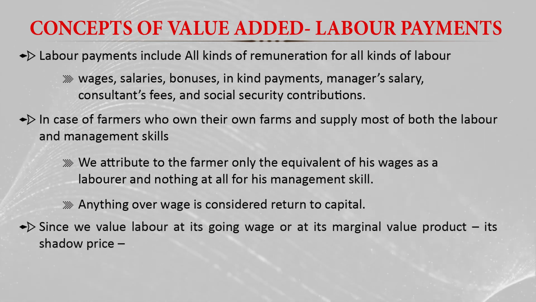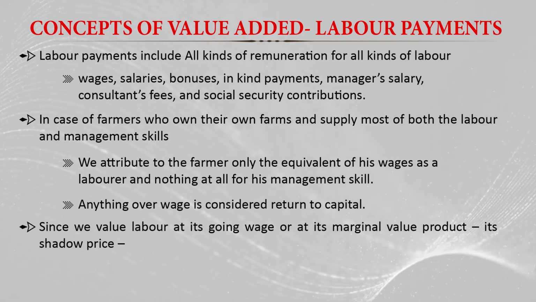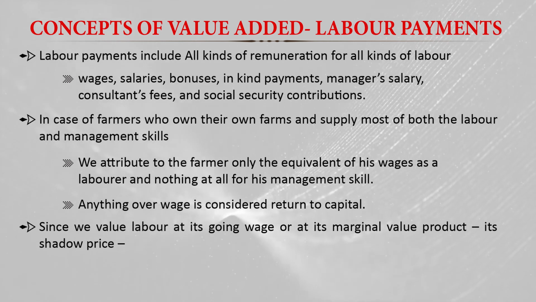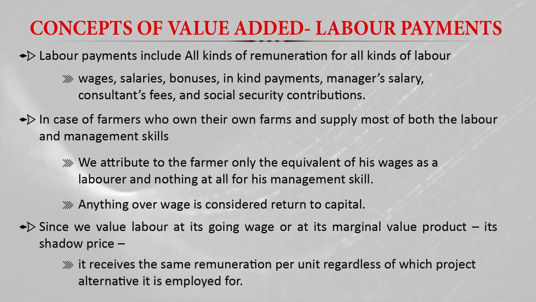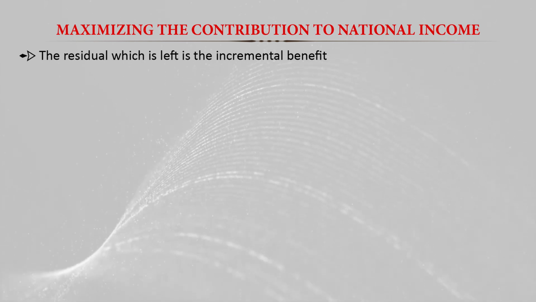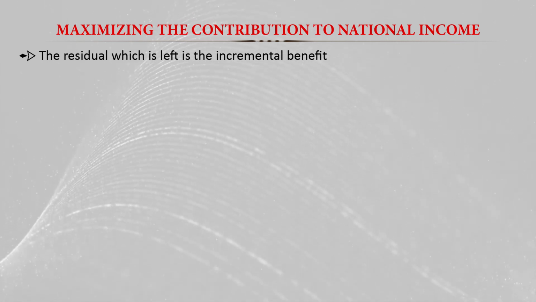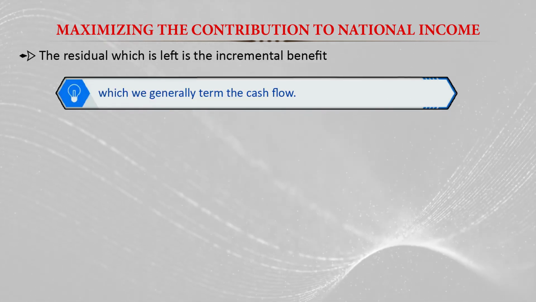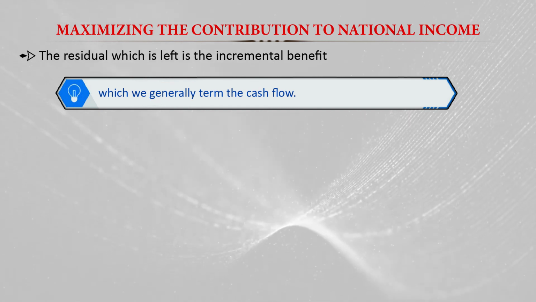And since we value labor at its going wages or its marginal value product, that is basically a set of prices, it receives the same remuneration per unit regardless of which project alternative it is employed for. Then basically we have the objective to maximize the contribution to the national income. So the residual which is left is basically the incremental benefit from the project activity. So generally we measure that, and we call it the cash flow from the project.